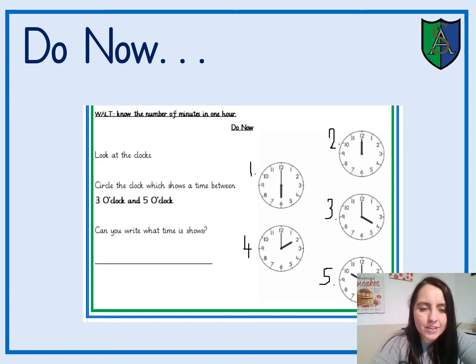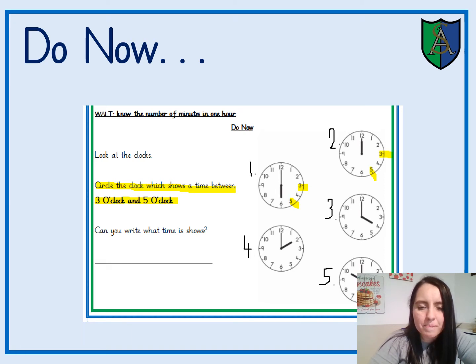Let's have a look at what it says for us to do next. Now it is asking us to circle the clock which shows a time between 3 o'clock and 5 o'clock. If we were to look at a clock, we would see that 3 o'clock is here and 5 o'clock is here. Is there anything on this clock that shows a time between 3 and 5? No, there isn't. Let's look at the next clock. There's 3 o'clock, there's 5 o'clock. Is the hour hand pointing to any numbers in between those numbers? No, it's not, is it?